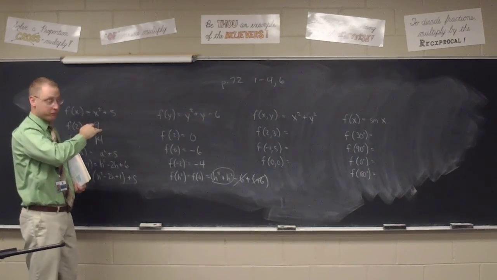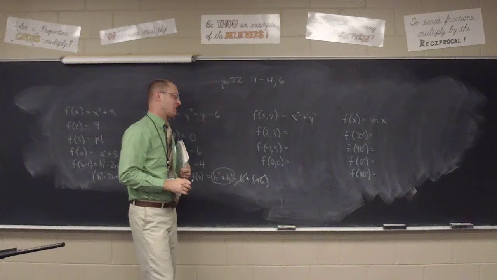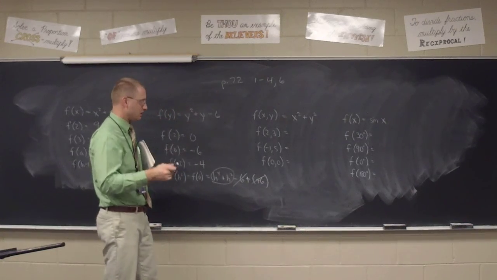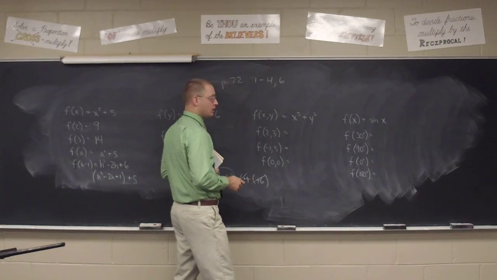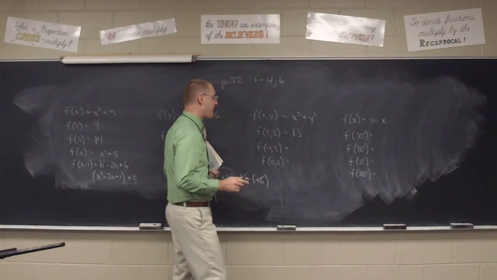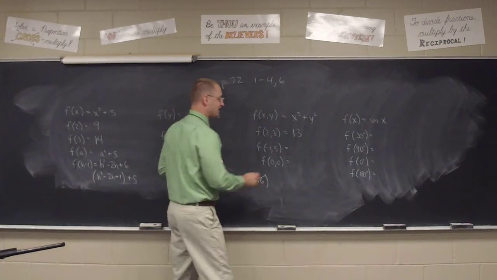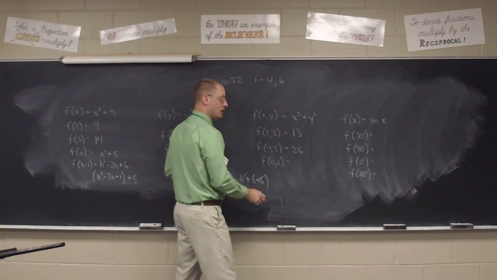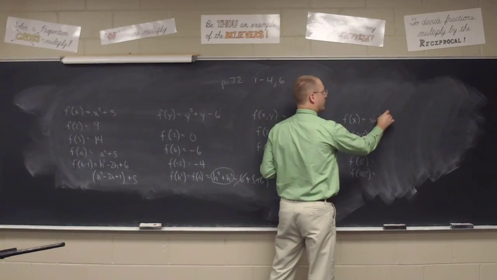Questions? Look at the next one, f of x, y, and we've got x squared plus y squared. What about f of 2, 3, Chris? 13. What about f of negative 1, 5, class? 26. And then f of 0, 0? 0. Here, it's a trig function, but you still just plug in whatever it says for x.